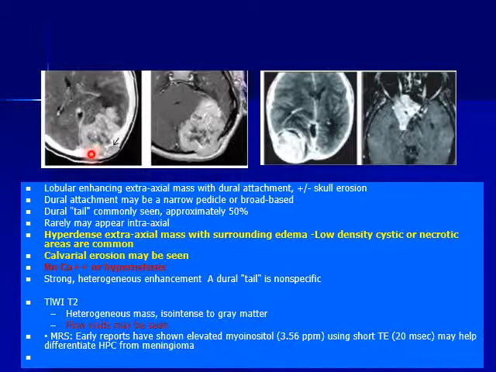As I've told you, it simulates aggressive meningioma or atypical meningioma or malignant meningioma, so it is wise in these reports to mention that it could be hemangiopericytoma or atypical meningioma, and let biopsy confirm the diagnosis.